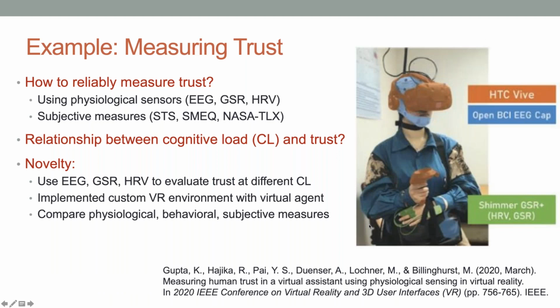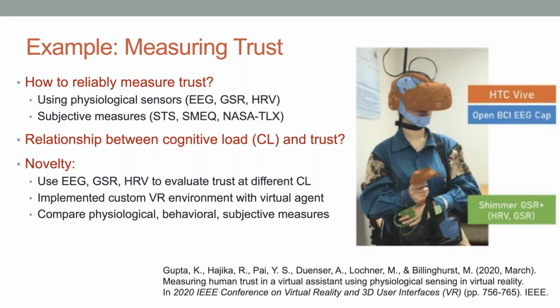And to give you an example of the type of study you can do with that, this is a study we did a year ago looking at how we can measure trust. And so there are some subjective surveys of trust you can use, but in this case we want to look at how we could add other sensor inputs, EEG and GSR and heart rate variability, to see if we can use those sensors to infer trust.